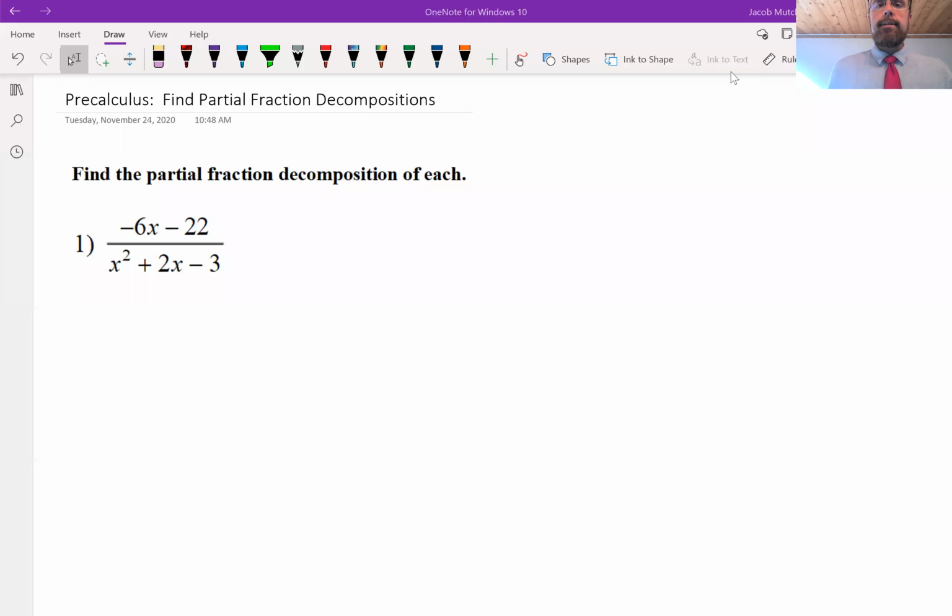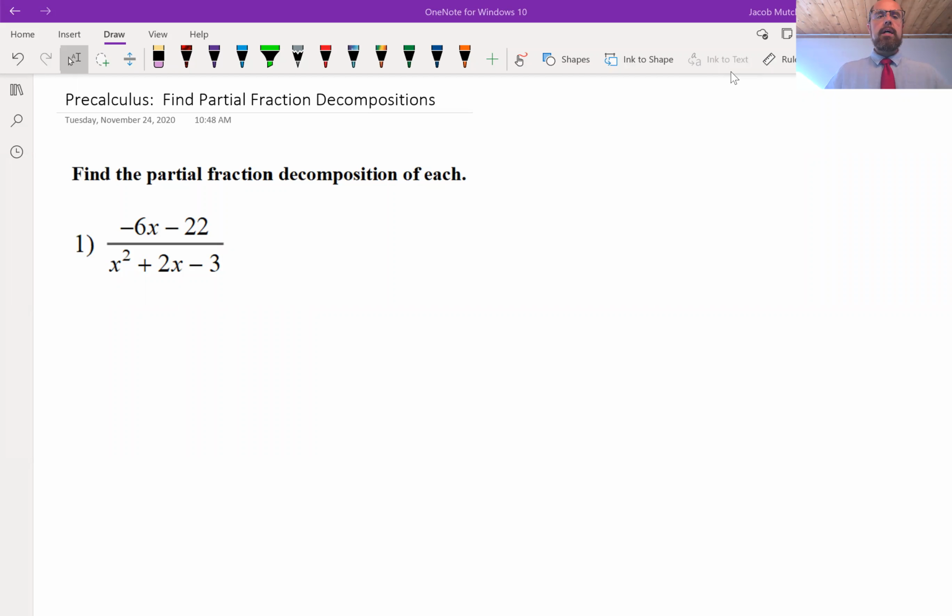Welcome to Pre-Calculus. Today we will investigate finding partial fraction decompositions of rational expressions. We'll take a look at two examples. The first example is the rational expression negative 6x minus 22 over x squared plus 2x minus 3. My goal is to write this somewhat complicated rational expression as the sum of multiple simpler ones.